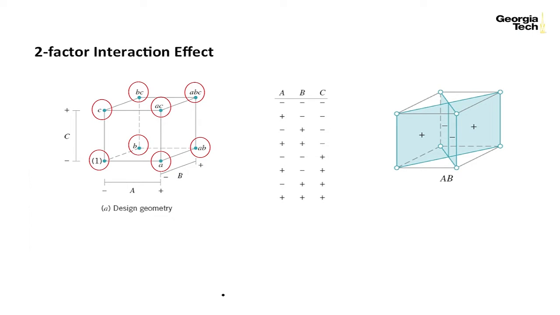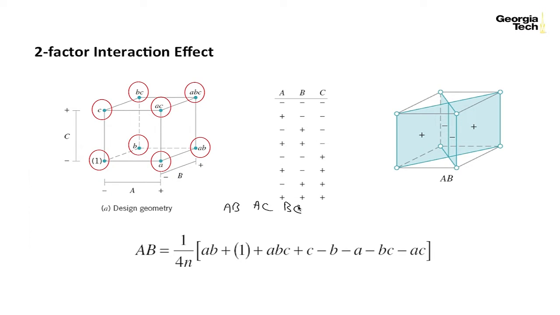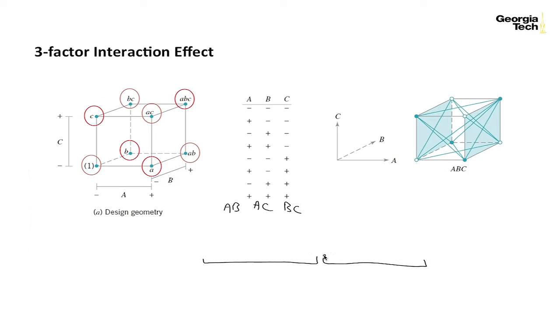Now we have three two-way interaction effects because we have the interaction of AB, the interaction of AC, and the interaction of BC. Again, we can use the contrast of AB. Here are the points that have positive AB, and here are the points that have negative AB, and we can calculate the main effect of AB here.